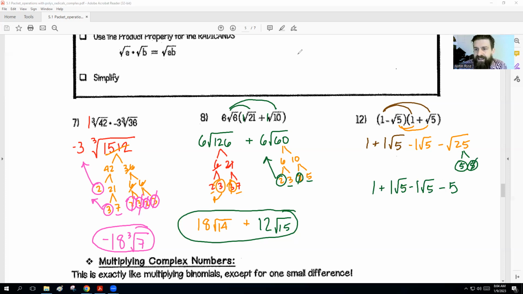All right, now we're going to combine like terms. We can actually combine these two together because they are both radicals. 1 radical 5 minus 1 radical 5 actually cancels it out. And all we can do is combine the 1 and the minus 5. Those are both real numbers. 1 minus 5 is negative 4, and that's it. So all that work together can happen where everything cancels out, and you're just left with a simple expression.